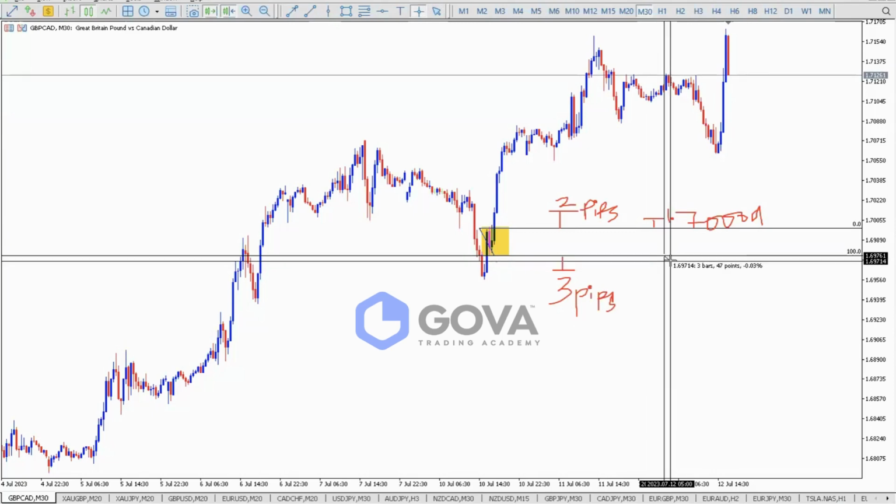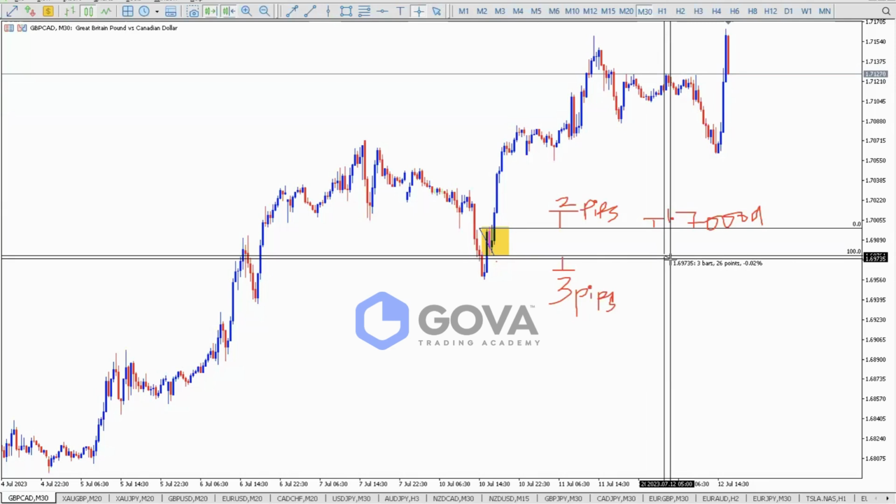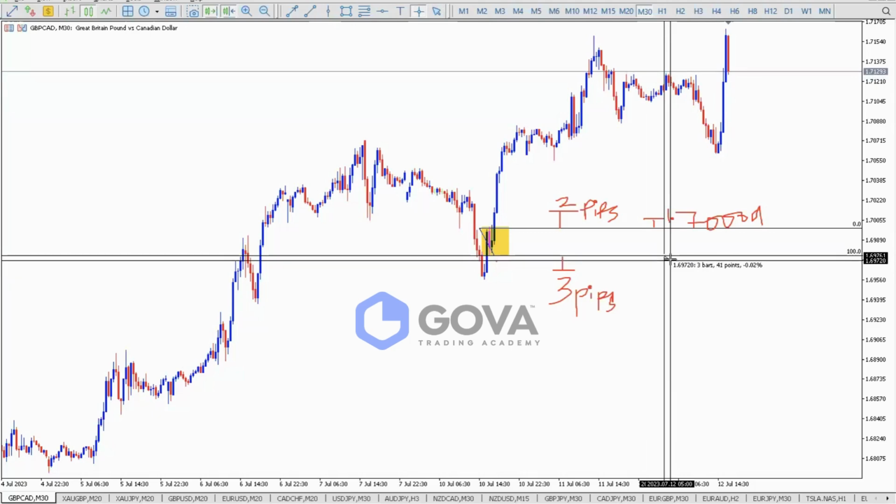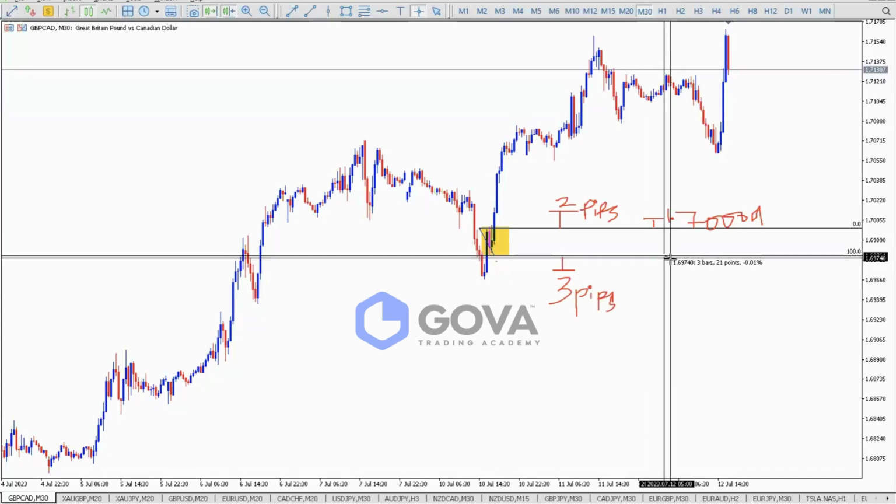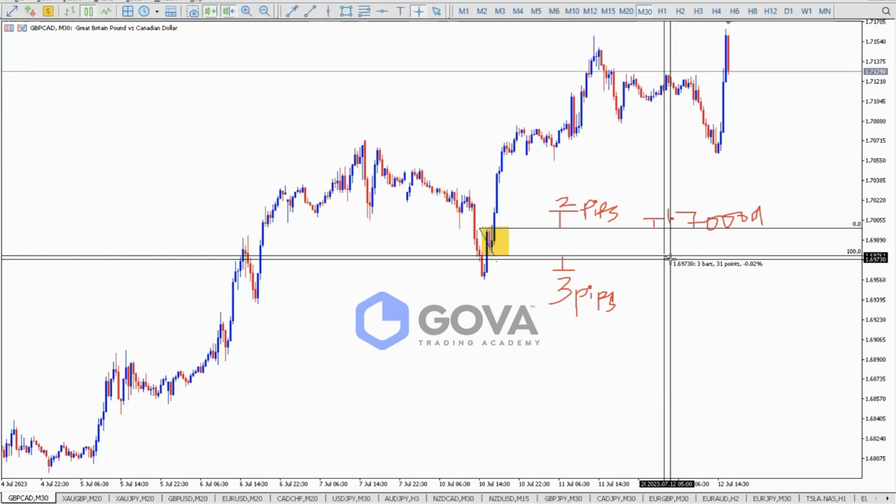So for 3 pips, you can see we have 31 points and 36 points. The lowest number out of 31 and 36 is 31. So 31 points is the lowest. Always use the lowest one as your pips, okay? So the 31 points here is 3 pips.